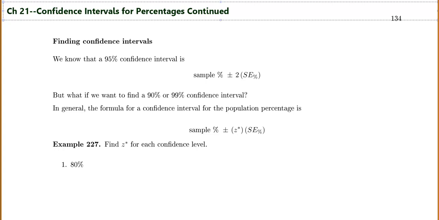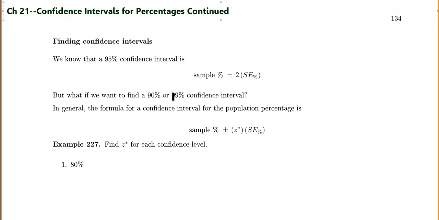Chapter 21 is the second part of confidence intervals for percentages. So we figured out how to find a 95% confidence interval. We just do our sample percentage plus or minus 2 standard errors. But what if we wanted to find a 90% or a 99% confidence interval? Those are both very common confidence intervals as well that we'll want to be able to find.